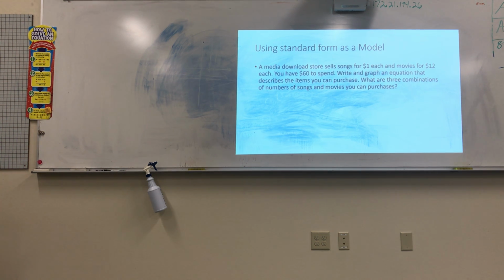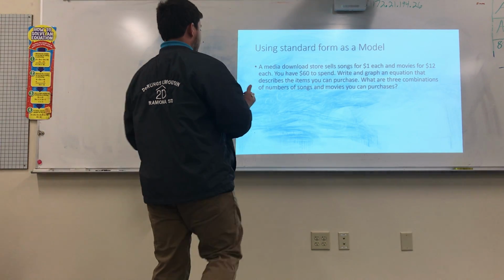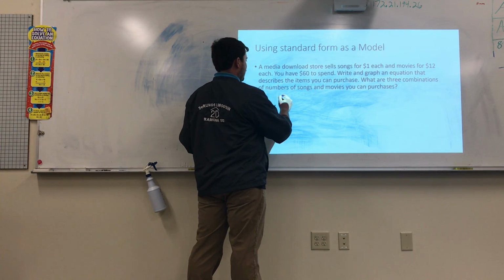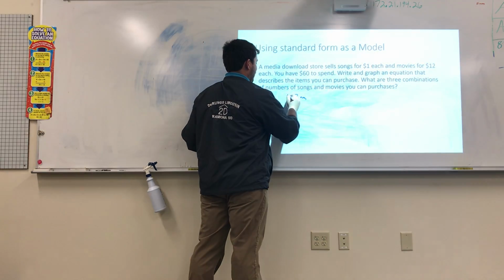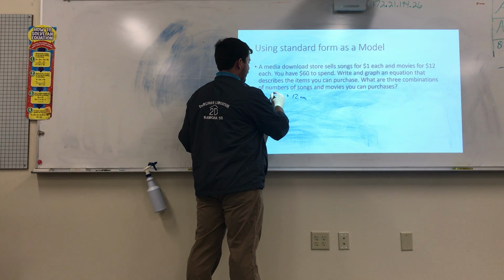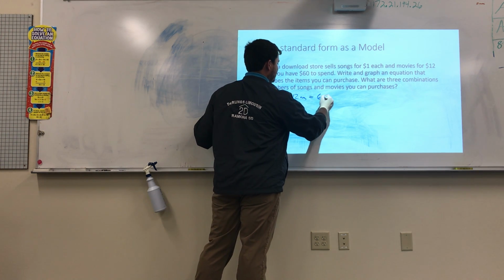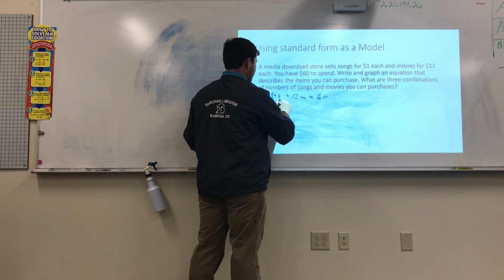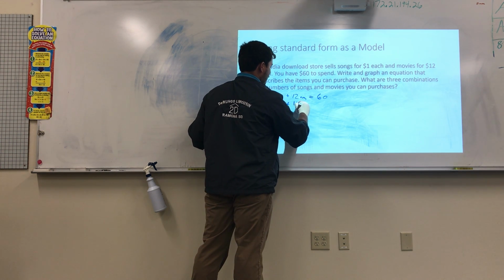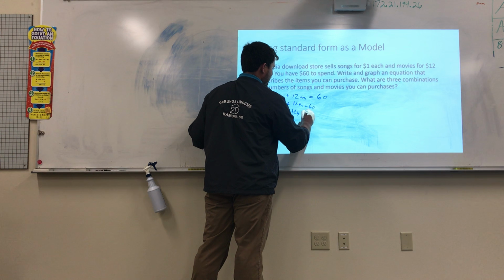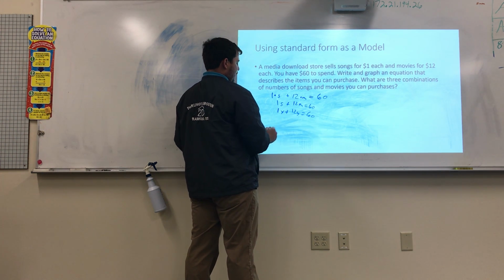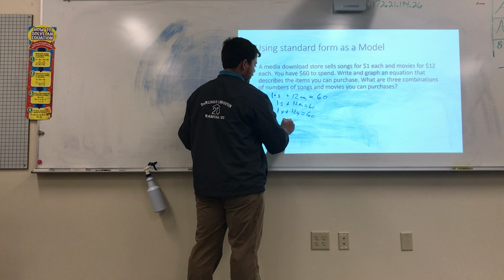Well, my equation, you should be able to create this. How would I find out what my movies cost? So it'd be 12 times the number of movies I bought. We're going to have to add that to the number of songs I bought. 1 times songs equals 60. Okay, so we have technically 1s plus 12m equals 60, which we can actually change to 1x plus 12y equals 60.